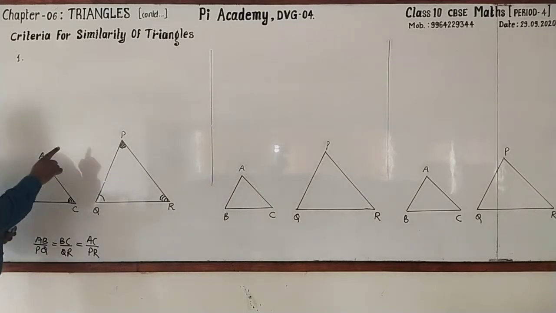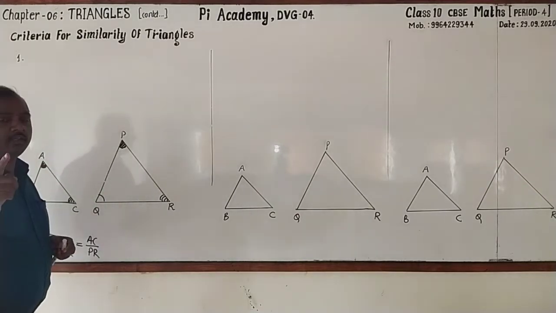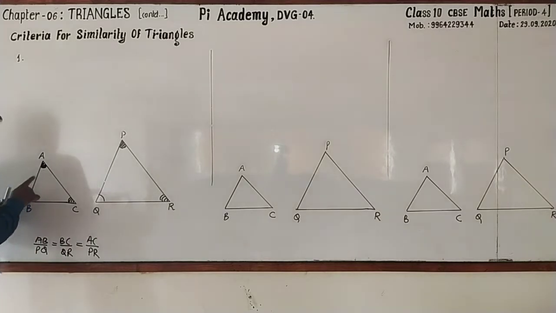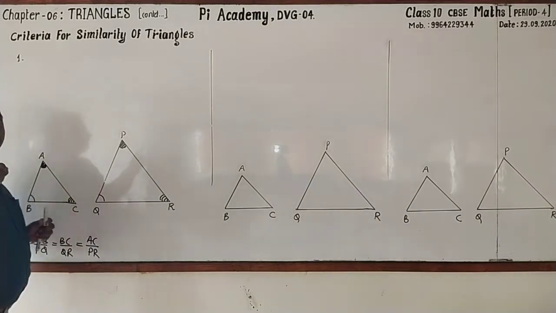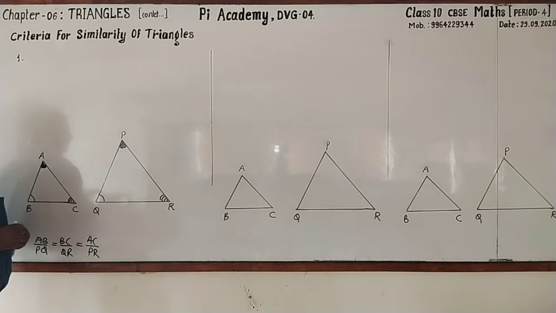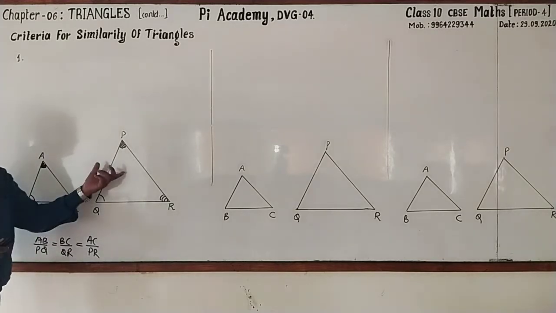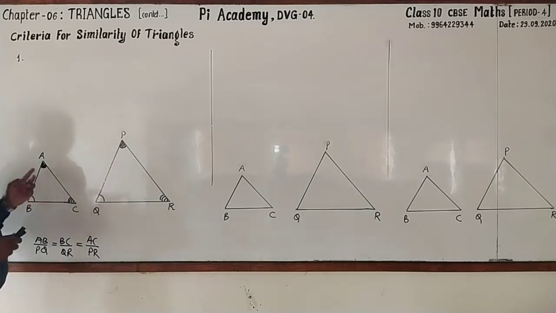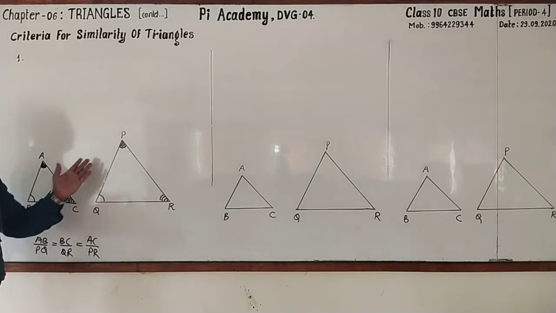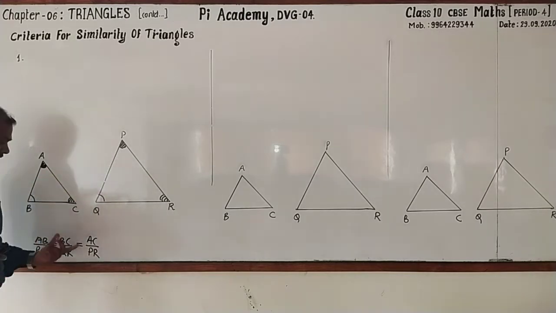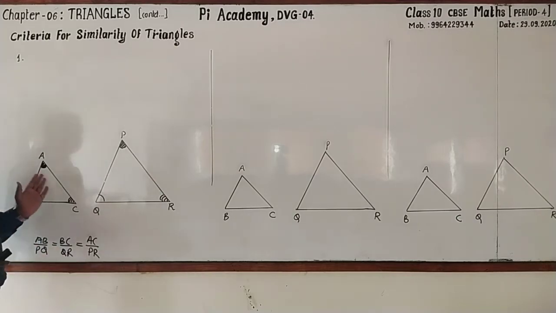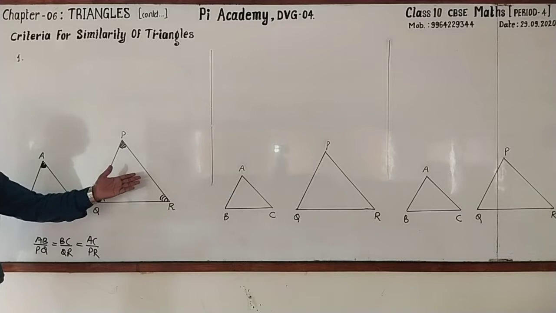And we call this criterion as angle similarity criterion. Did you understand? So once I tell the statement of this, please just listen to me carefully. In two triangles, if the corresponding angles are equal, then the corresponding sides are in the same ratio. Hence, the two triangles are similar.